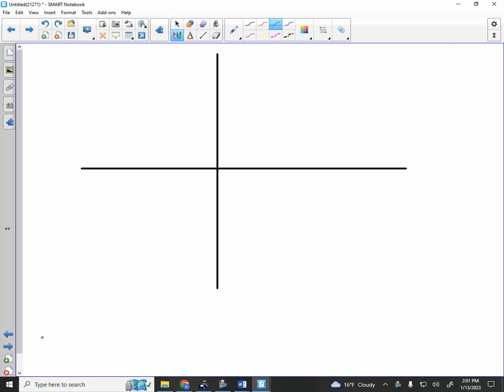This is the first quadrant. This is the second quadrant, third quadrant, fourth quadrant. You said you already knew that. Good. Positive, positive for your x and y values. Negative and positive for your x and y. Negative and negative for your x and y. Positive and negative for your x and y.